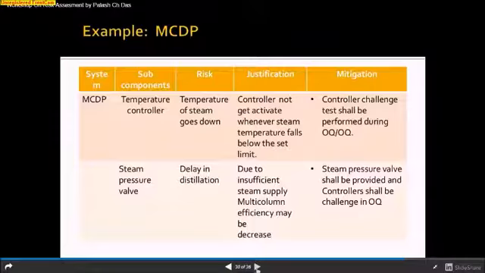During periodic preventive maintenance, it shall be checked whether the controllers are in good condition or not. Steam pressure valve is also important. Delay in distillation: due to insufficient steam supply, multi-column efficiency may be decreased. So the steam pressure valve shall be considered in the OQ and the same shall be performed in the PMP.